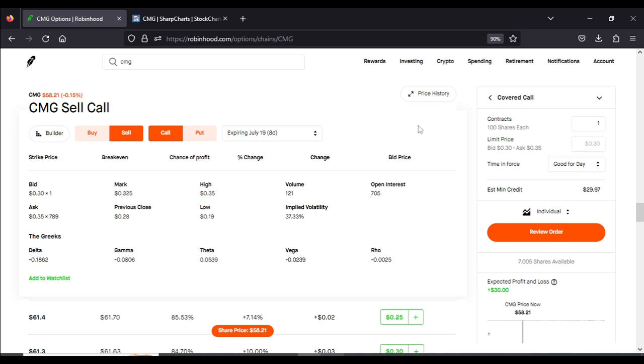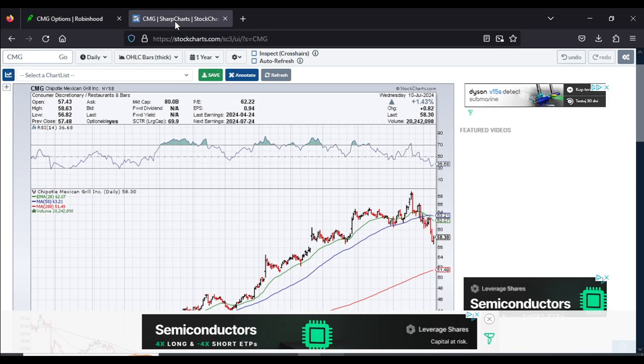Now, I did promise you some resources that can be used free of charge to determine which stocks you'd like to buy in order to use the LEAPS option strategy. So for that, we're going to go over to a website called Stock Charts. Now, once again, this is free. How do I personally use Stock Charts?